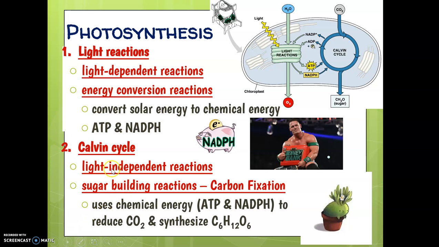Now, the Calvin cycle is literally what builds your sugars. It's called carbon fixation. So we take our ATP and our NADPH, and we just create glucose from that.